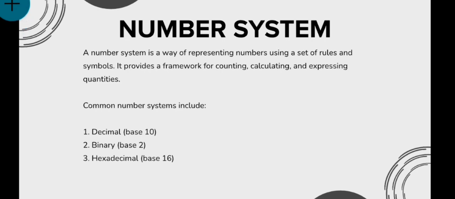A number system is a way of representing numbers using a set of rules and symbols. It provides a framework for counting, calculating, and expressing quantities. Common number systems include decimal, base of 10, binary, base of 2, and hexadecimal, base of 16.